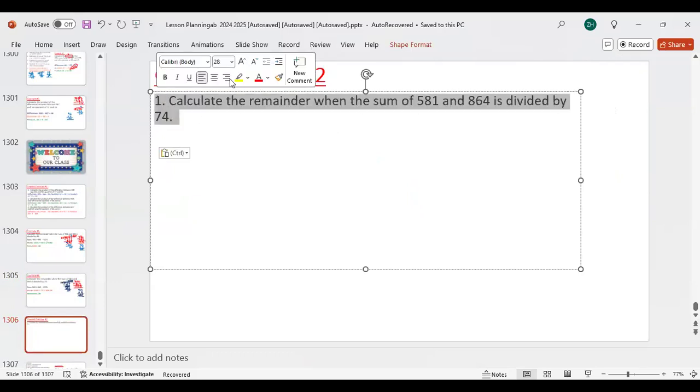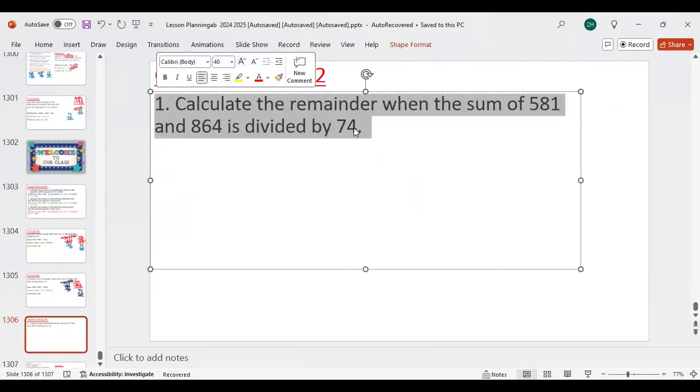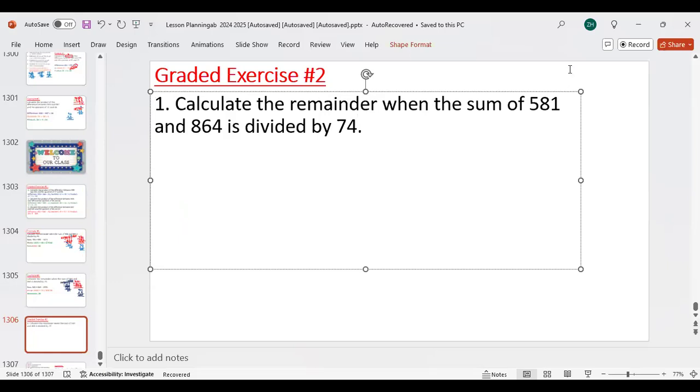All right, let me read. Calculate the remainder when the sum of 572 and 38 is divided by 83. Yeah, divided by 83.